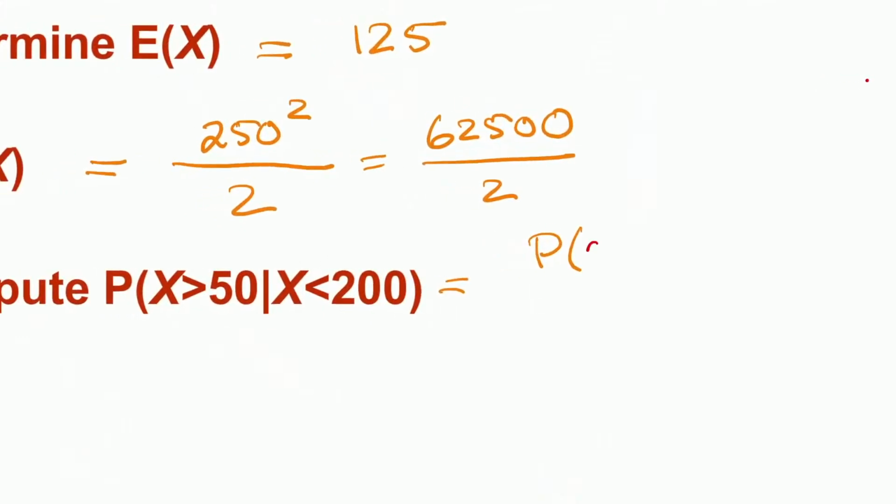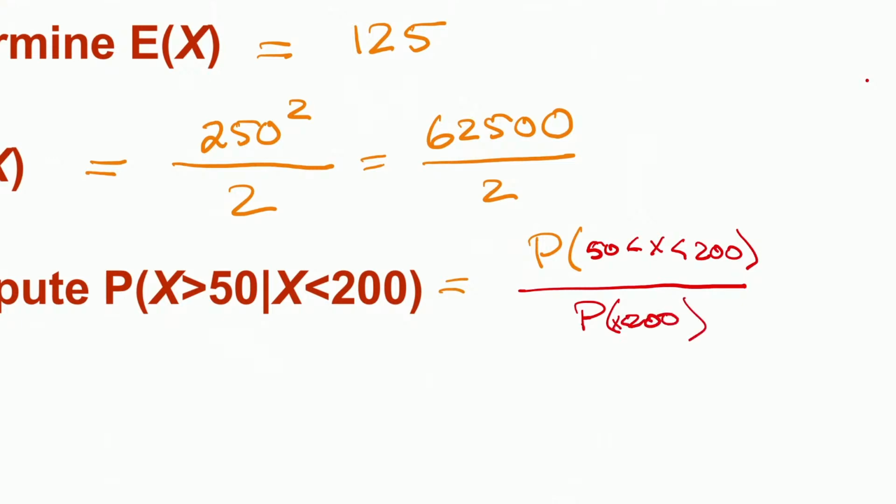So this goes from 50 to 200. Remember the formula for conditional probability: you put the intersection of those two things, greater than 50, less than 200. So that's that. Divided by the probability of the bottom, x is less than 200, the right, it's always on there.